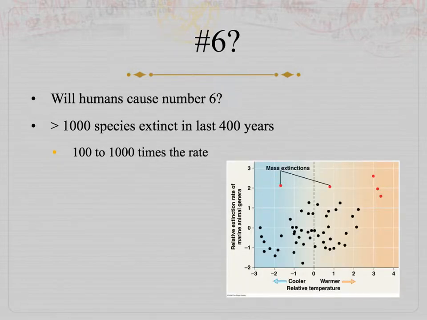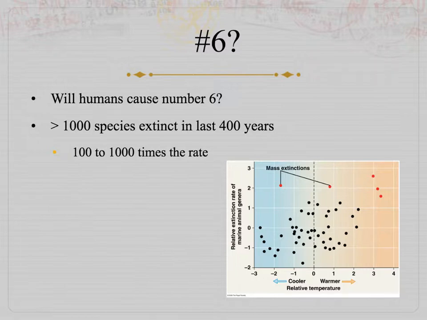So we need to ask ourselves, with the way our planet is headed and the things that we do to it, will we be here during number 6, and will we be the cause of the number 6 mass extinction? There are many scientists that believe that we are well on our way to causing the big 6, where we will lose millions and millions of species. In just the last 400 years, more than 1,000 species have become extinct from human activities, which is about, depending on estimates, 100 to 1,000 times the normal rate of extinctions.